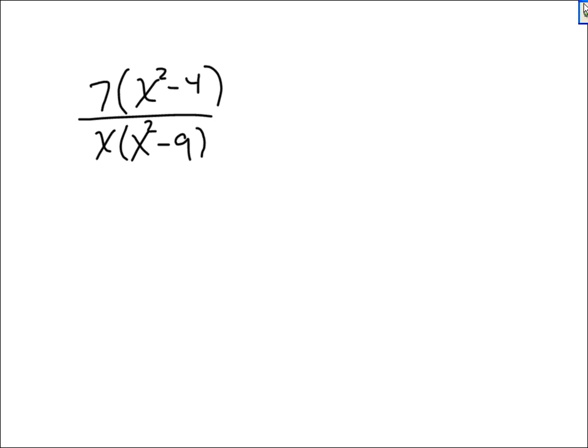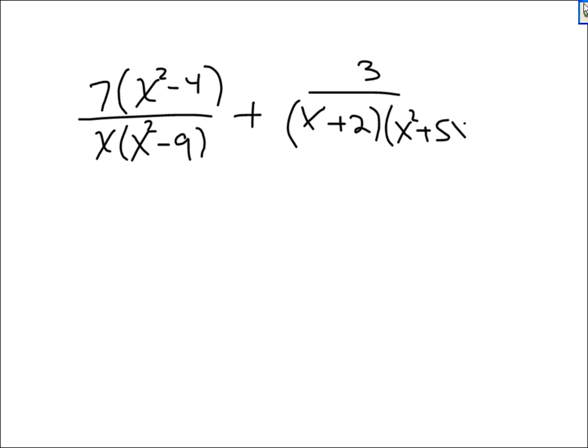If you have 7 times x squared minus 4 over x times x squared minus 9, and you wanted to add 3 over x plus 2 times x squared plus 5x plus 6. I'm sorry, their division signs were not on the same level.